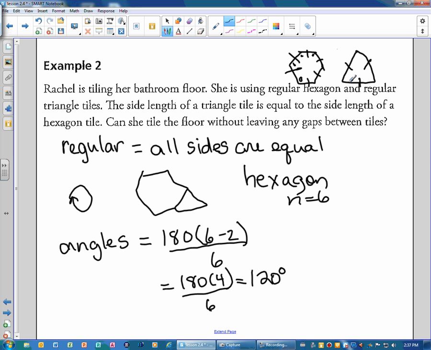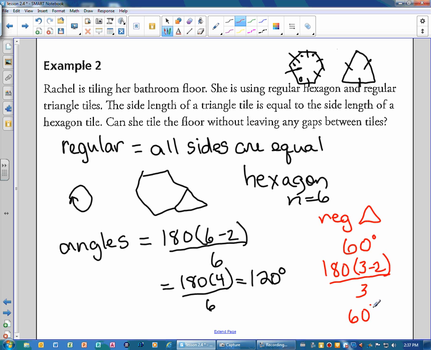So what about this regular triangle? Well, if it's a regular triangle, every angle would be 60 degrees, and you probably already knew that. But if you didn't, we could have calculated it by taking 180 times 3 minus 2 over 3 sides. So each would be 60 degrees. So the hexagons all are 120 degrees. The triangles are all 60.